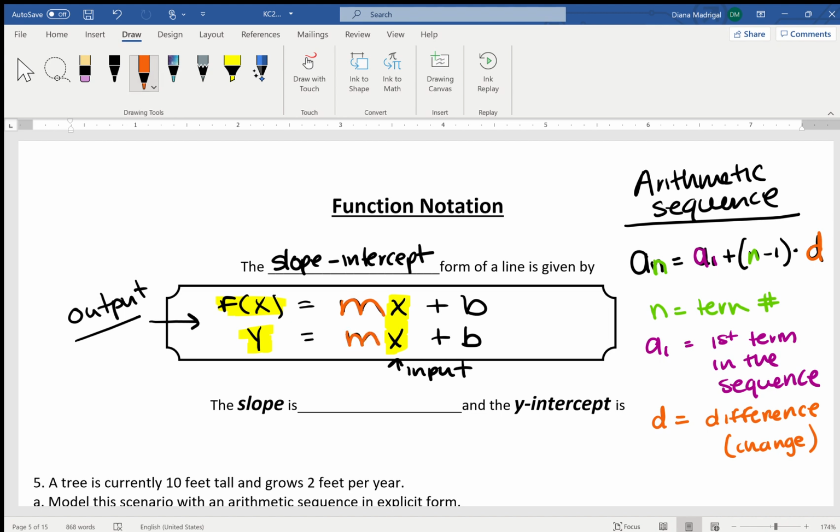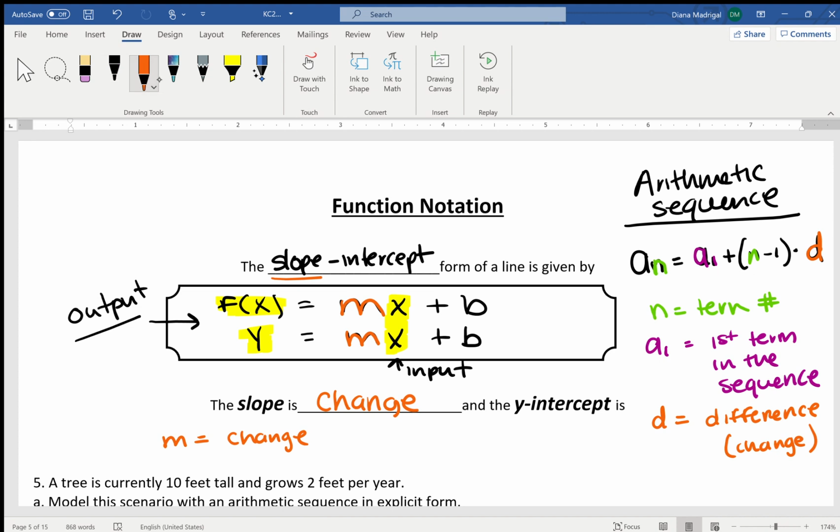m is the slope, and that's why it's called slope-intercept. Slope is m, it's a change. Okay, so I'm going to write it right here. m equals change. And again, it's the same thing as the arithmetic sequence because d is a change. So notice how I'm writing those two in the same color.